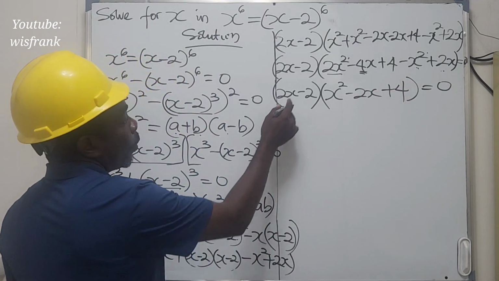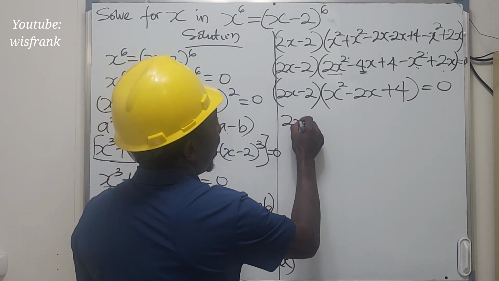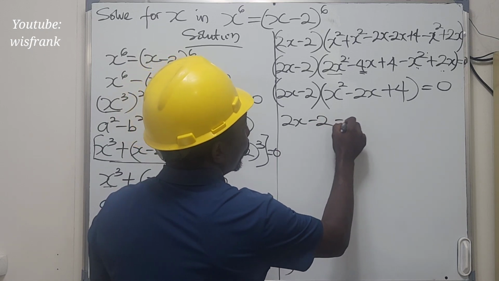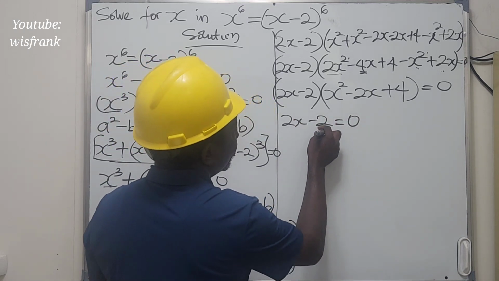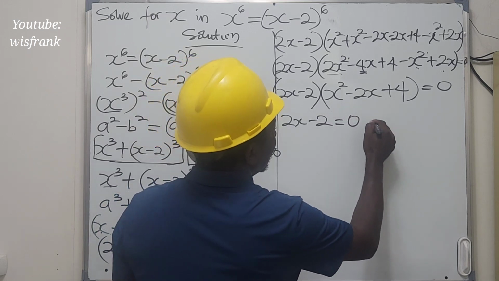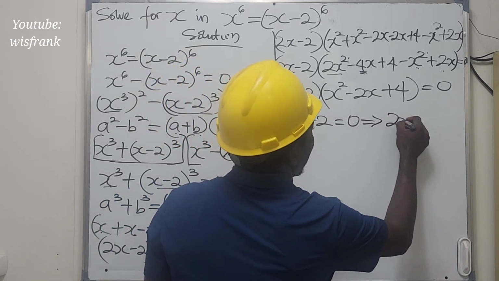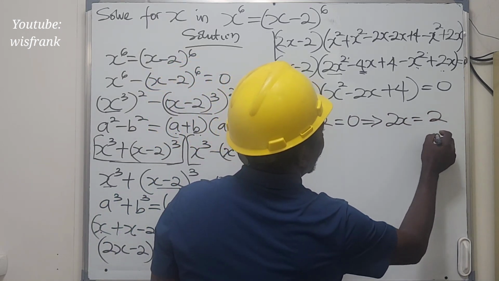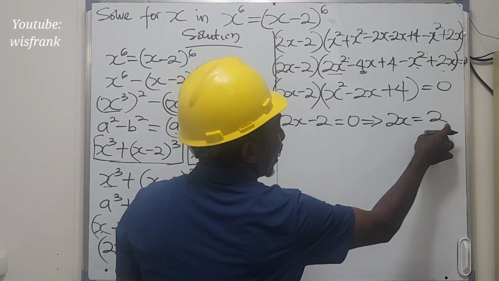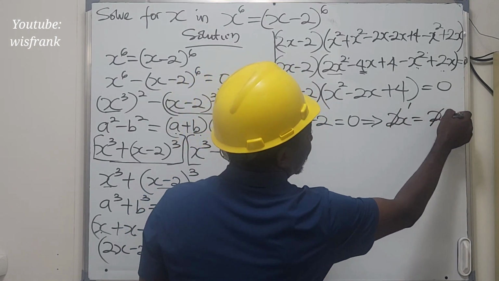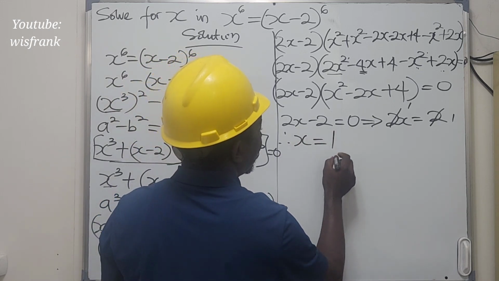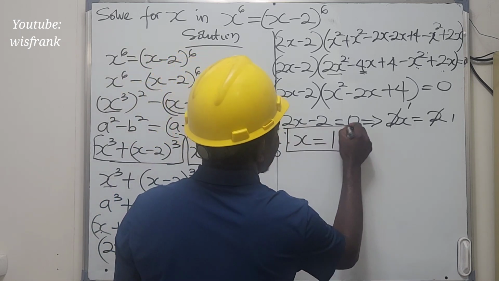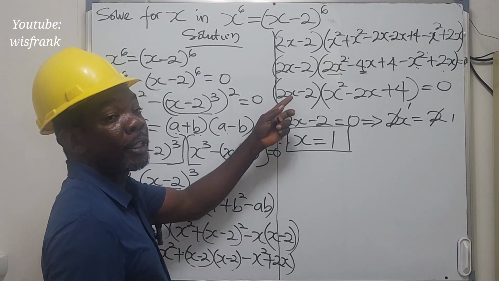So in this case, we first take the first one, which is 2x minus 2 equals to 0. So we can transpose minus 2 to the other side. So this will give us 2x equals to 2. Dividing both sides by 2, 2 will cancel here and 2 will cancel here, 1. Therefore, our x equals to 1. So this is the first value of x that we have for the first parenthesis.